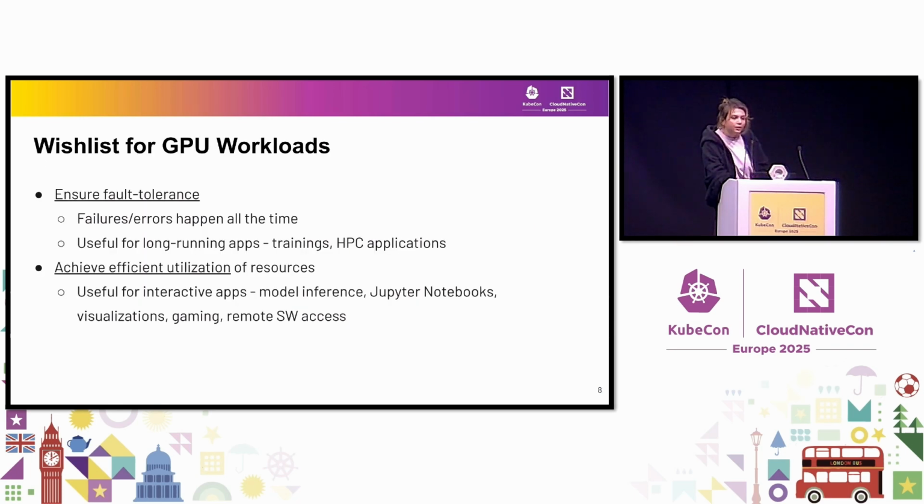So based on these insights and also the insights from the previous talks, we now can have a wish list for GPU workloads with two wishes. First wish is a wish for fault tolerance, generally for any kind of workloads, but long-running workloads would be very interesting. And ensuring fault tolerance isn't a nice to have, it's essential. Second wish is achieving efficient utilization of resources, mostly for interactive workloads, because we've seen their utilization pattern, and also because they're becoming more and more ubiquitous in the clusters.